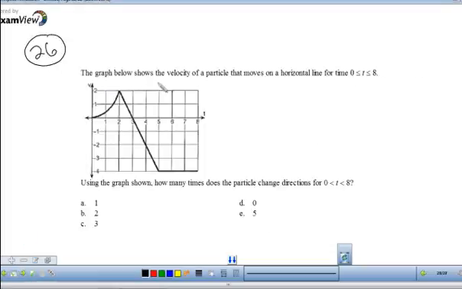Okay, the graph below shows the velocity of a particle moving on a horizontal line. Since this is the velocity, I'm looking at the derivative. Using the graph shown, how many times does the particle change direction? It only changed directions once, because above the x-axis means it's going to the right, and below the x-axis means it's going to the left. So it only changes direction once.